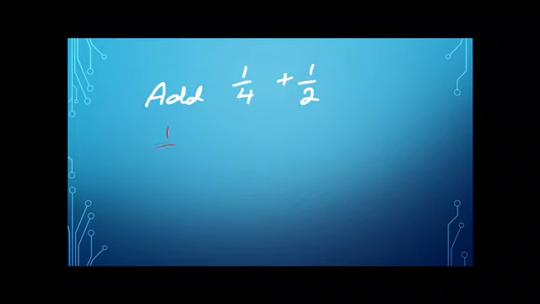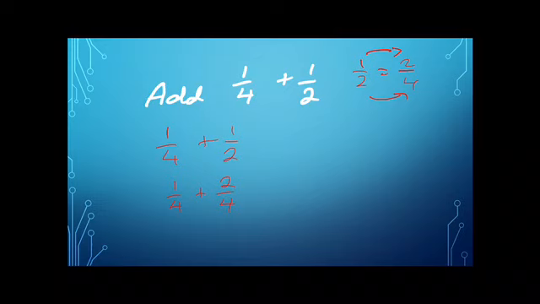Here we have 1/4 plus 1/2. As it stands, we can't actually add those together. So we're going to change the 1/2 into 2/4, because 1/2 is equivalent to 2/4: if we double 2 we get 4, and if we double 1 we get 2. So the original question, 1/4 plus 1/2, has been transferred into 1/4 plus 2/4. How many quarters do we have?